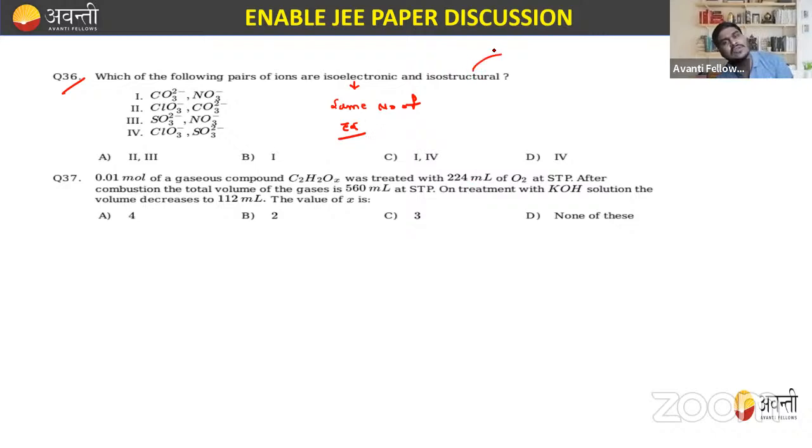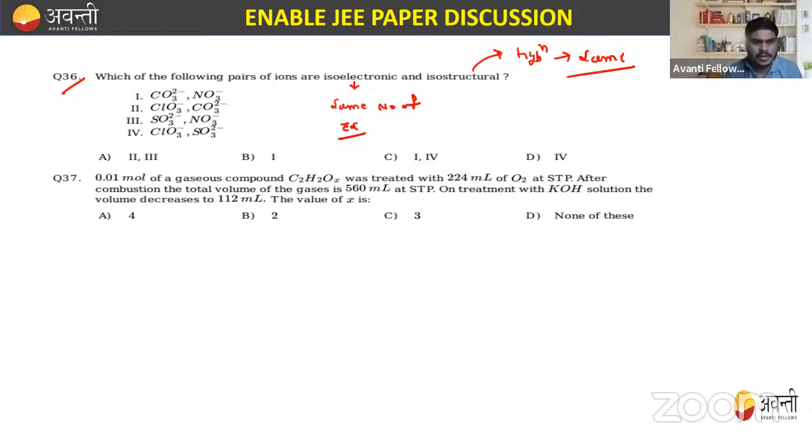And isostructural means what, beta? Their hybridization should be the same. So out of these four, which one shows the same number of electrons and having the same hybridization?